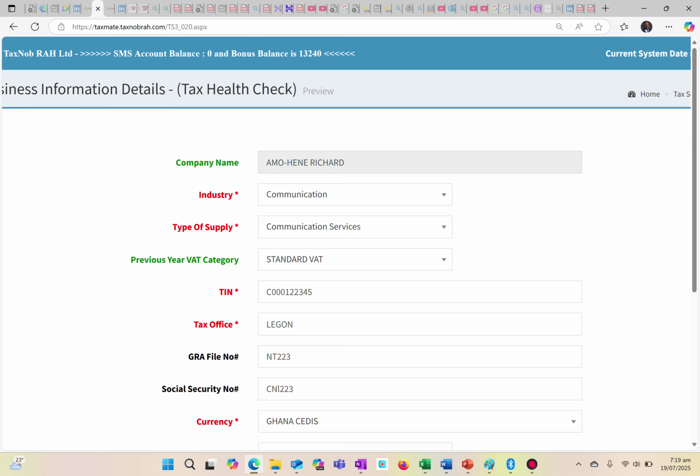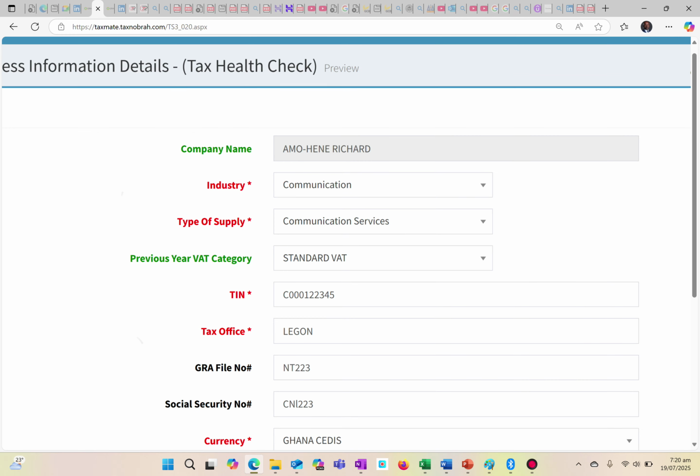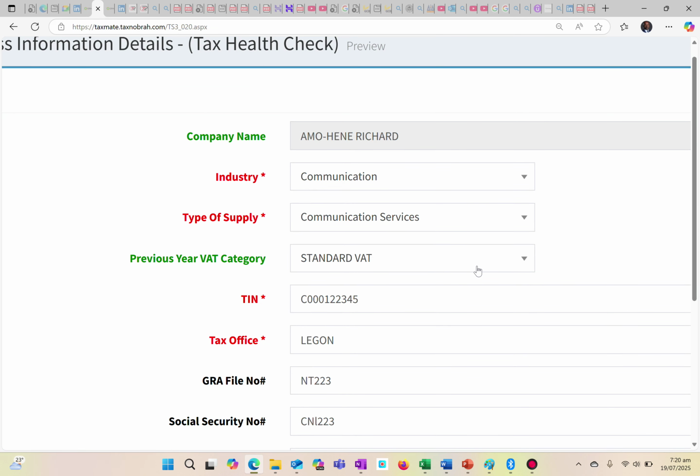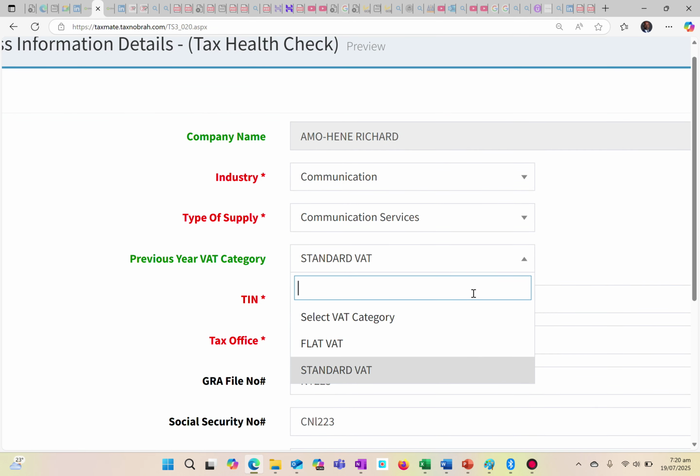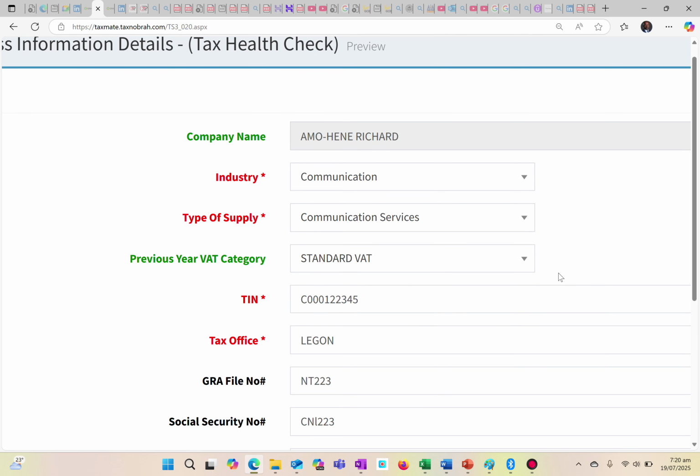So if you did file on the flat rate, but per the information you provide, you ought to have done it on standard, the system will use standard so that you'll be able to know the exposures that you are open to. So your prior year's category you need to provide. If you were standard in the prior year, definitely you have to be standard in the current year. But there's possibility that you can be flat in the prior year, and because of your sales volume, you have to be standard in the current year. So the system will be able to determine all this for you.